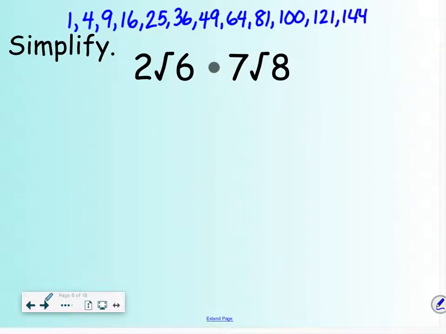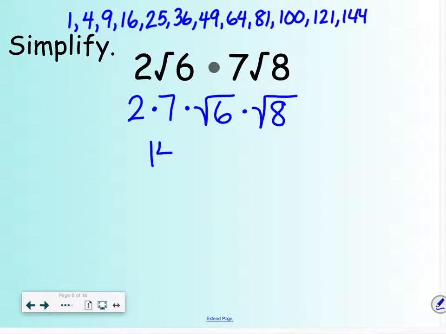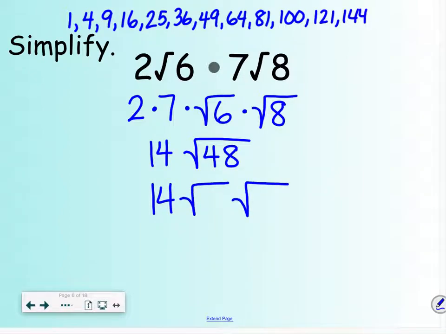This next one, you notice we're multiplying, and when you multiply, the commutative property says it's okay to change the order. So I'm going to put the 2 and the 7 together first, and then the square root of 6 and the square root of 8. By reordering my multiplication, 2 times 7 is 14, and multiplying these square roots together gives me the square root of 48. Because the square root of 6 and the square root of 8 weren't perfect squares, putting them together to give me 48 means that I can simplify and factor the 48 a little differently.